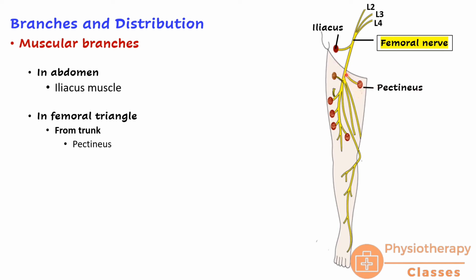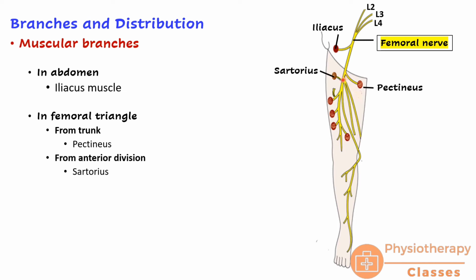That will be a branch direct from the trunk. Sometimes it may arise just above the inguinal ligament also. So the only branch from the trunk in the femoral triangle will be pectineus. Now we have seen two branches. One is in the iliac fossa to iliacus, and second is to pectineus, that is from its trunk here.